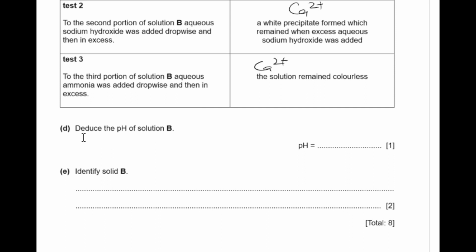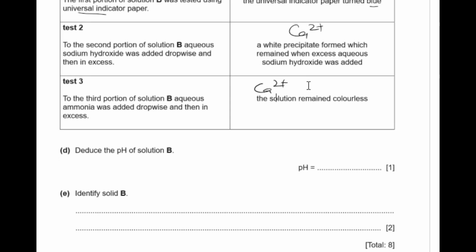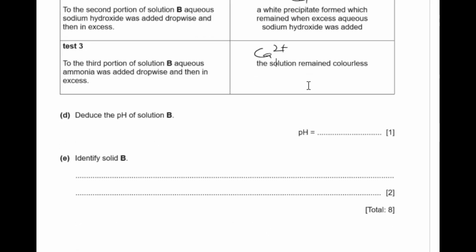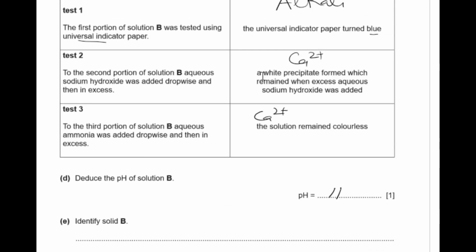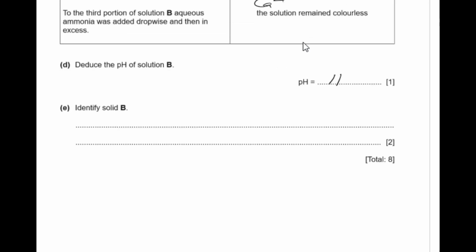Part D is asking to write the pH of solution B. As we identified that it is an alkali, it would have a pH of 8 to 14. As it is an alkali of group 2, we can write 11, 12 or even 13 for it. Identify the solid B. As we identified that this is a compound of calcium, and in test 1 it is confirmed that this is an alkali. And alkalis are substances mostly containing hydroxide ions. So the solid would be calcium hydroxide.